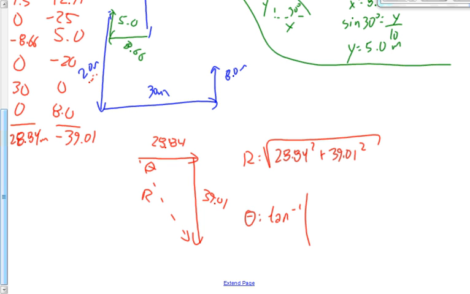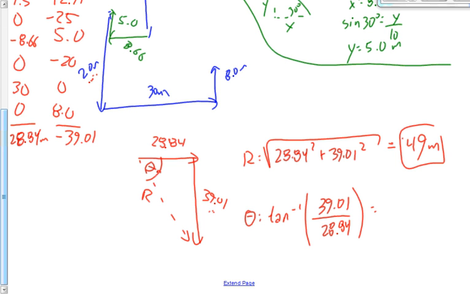Alana, which is the opposite side, 28 or 39? To the angle right here. Is what? 39? Yes. Yeah, good. So it's 39.01 divided by 28.84. Remember, that angle's got to be drawn at the start of the diagram. Opposite side to that is the 39.01. Okay, this side of the room, what do we get for R? 48.51. We're actually going to round that to 49 meters.